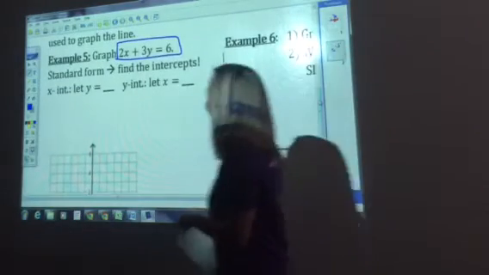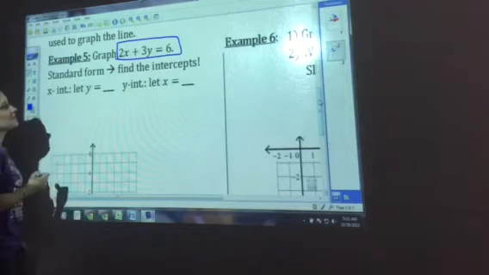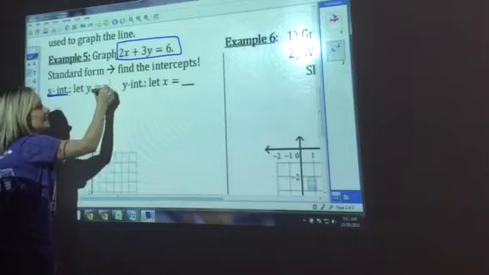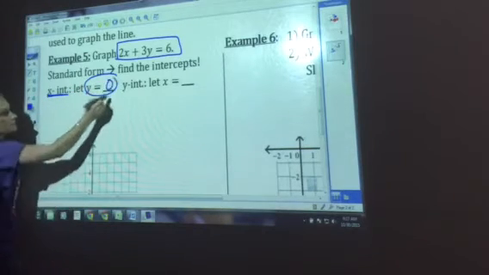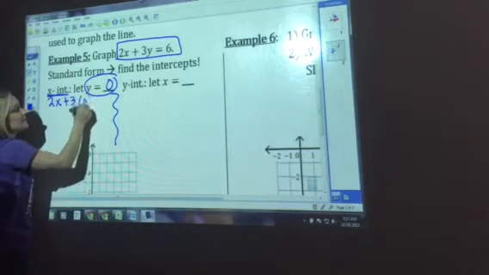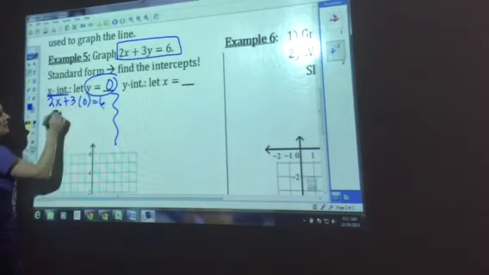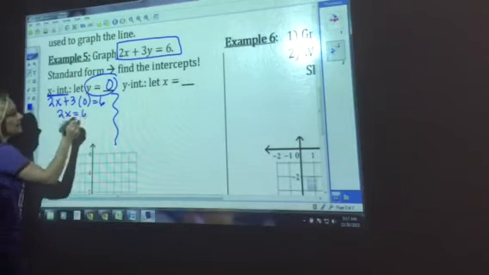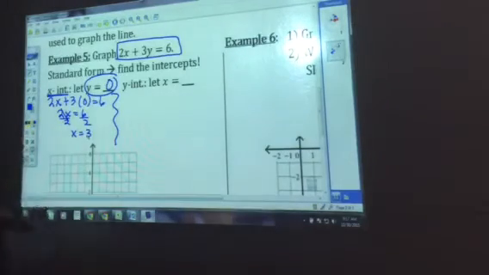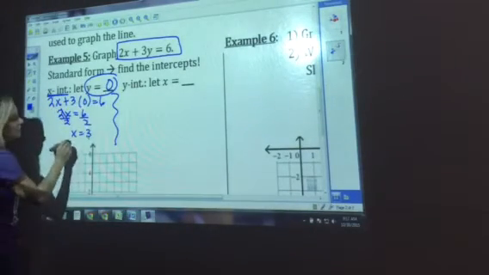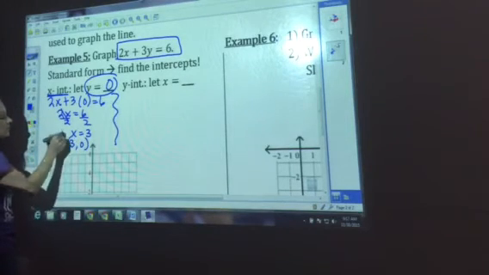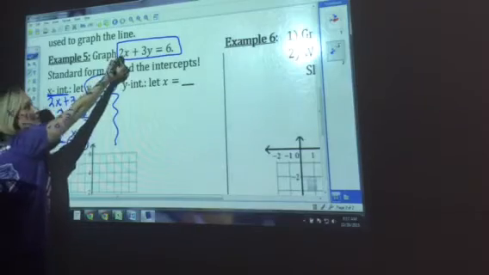In this first example, if I have 2x plus 3y equals 6, in order to find the x-intercept, I'm going to let y equal 0. That gives me 2x plus 3 times 0 equals 6. 3 times 0 is 0, so I have 2x is equal to 6, divide by 2, and I have x is equal to 3. Remember, I let y equal 0, so (3, 0) is going to be my x-intercept. That's going to be 1 point for the graph of this line.